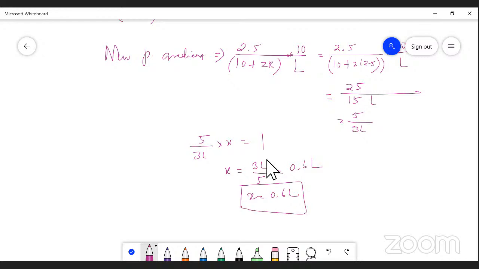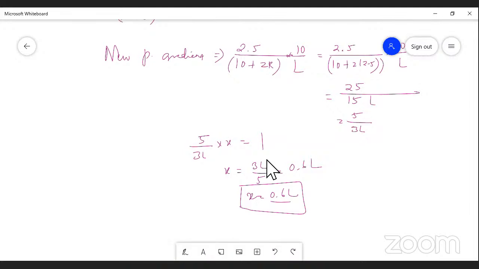Initially, the balancing length is 0.5L. Now, as the resistance R is doubled in the primary circuit, the balancing length increases, which is 0.1 times that of L. So X equals 0.6L. So this idea is very simple.